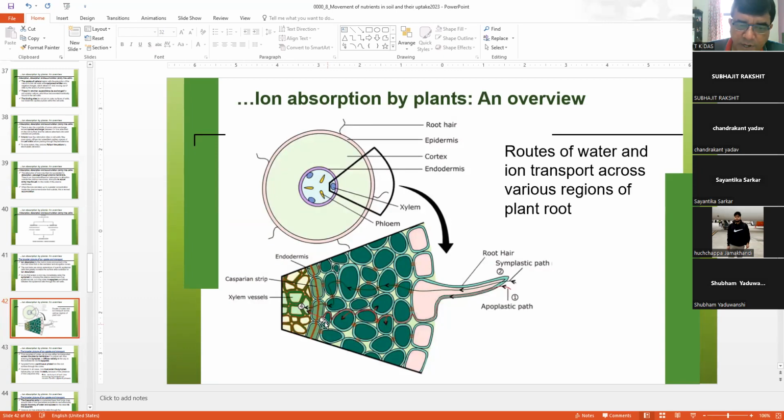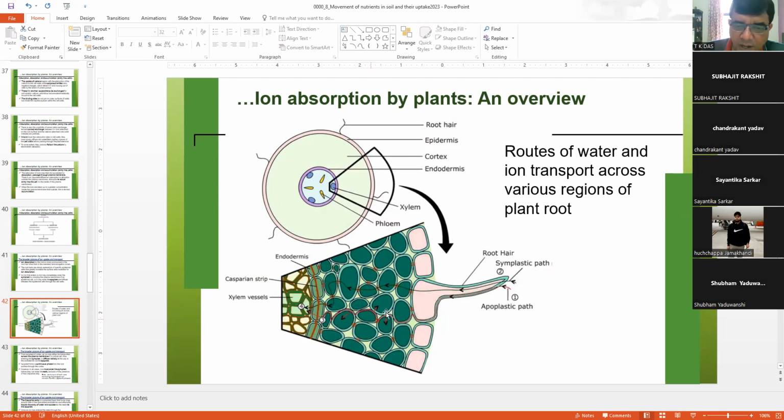So here at this point, you can see from 3 to 4. So here up to 3, it was apoplastic movement, you can see. And then with the help of this Casparian strip, it can enter into symplast. Symplast means it can enter into the cell of the endodermis. It can enter into the cell of the endodermis, and then from endodermis cell, it can pass on to the xylem vessel.